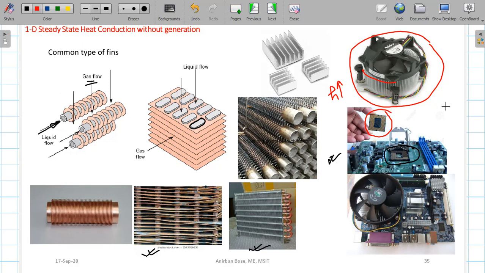So here you can see some of the applications. Here you can see these are also different kinds of heat sinks, a simple flat plate kind of thing, extended surfaces.